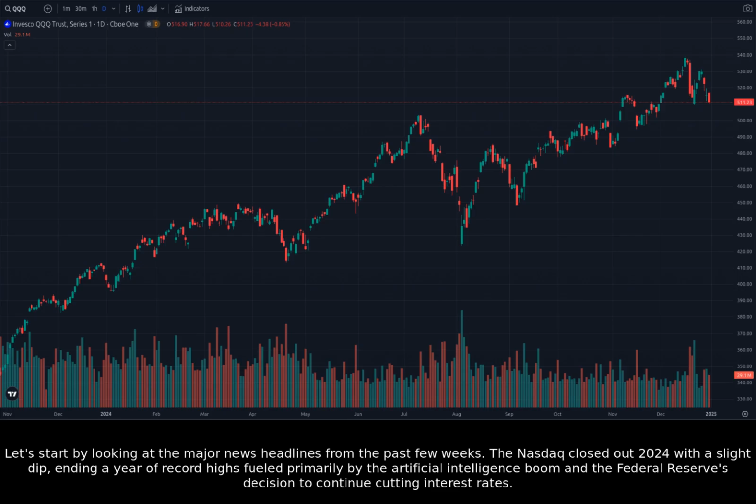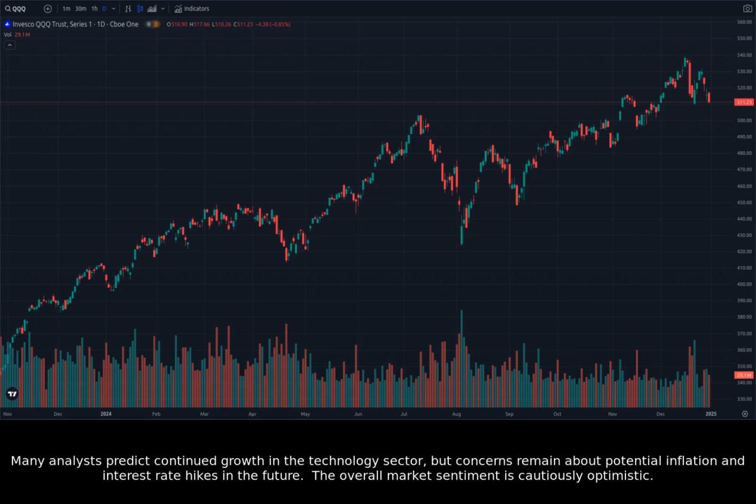The Nasdaq closed out 2024 with a slight dip, ending a year of record highs fueled primarily by the artificial intelligence boom and the Federal Reserve's decision to continue cutting interest rates. Many analysts predict continued growth in the technology sector, but concerns remain about potential inflation and interest rate hikes in the future. The overall market sentiment is cautiously optimistic.